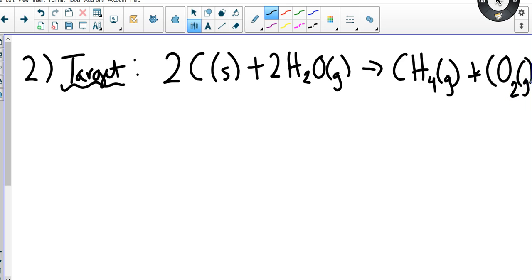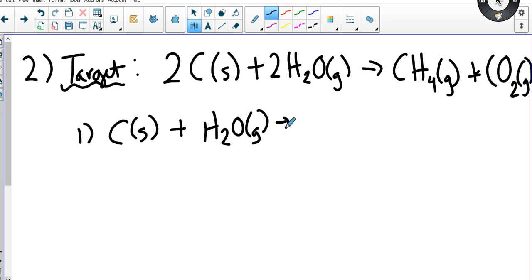All right, now what you're going to do is look at the three reactions and see how they have stuff in common. So this first one has carbon as a solid. So this is 1. And then it has the water. Notice the water's a gas, so that's good.